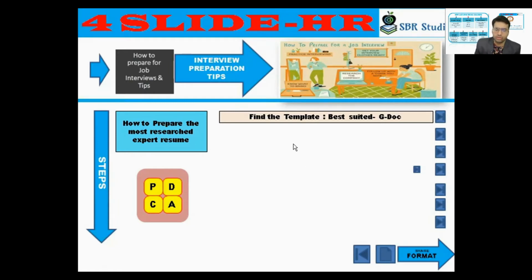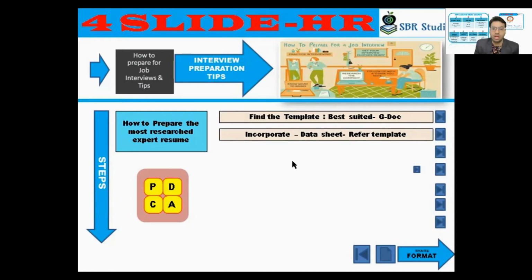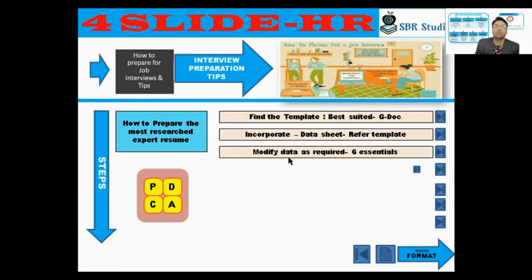The second step in your expertise resume is template finalization and incorporation of the data which you collected in the previous format. That data you have to incorporate in this template, which you will do practically here. The next section is to modify the data as required as per the six essentials. How you have to do that, we will go through in the practical session.